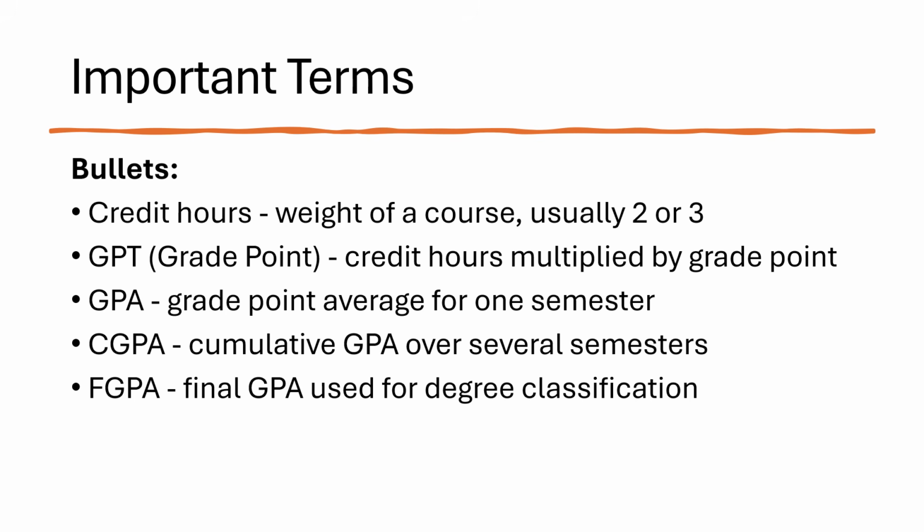Then CGPA is the cumulative GPA over several semesters. And then the FGPA is the final GPA the university will use to determine your class. So the determinant of your class is based on the FGPA, not the CGPA. It's based on the FGPA.